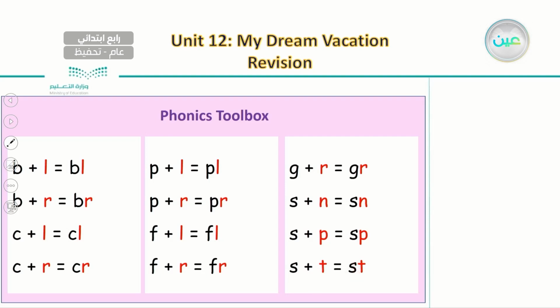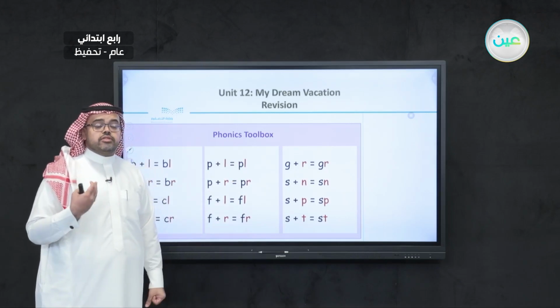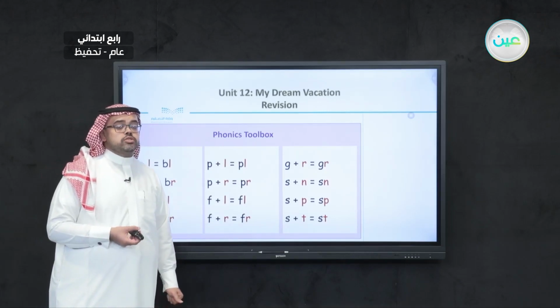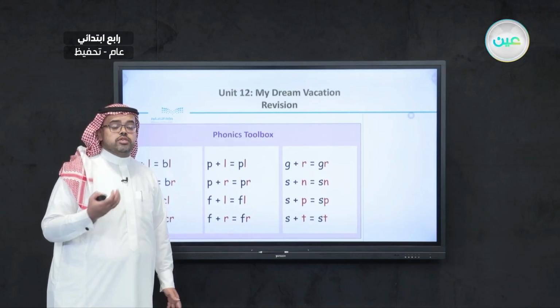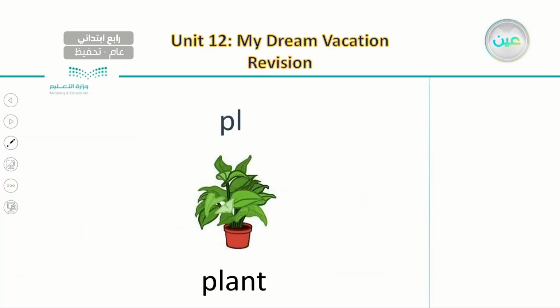So it is important that we know with all of these letters, when we add to them another letter, they may be pronounced as different sound units. So now we're going to learn and talk about different words with different sound units. Let's begin with the first sound unit we have, which is P and L. I'm going to say the word and I would like you to follow with me.